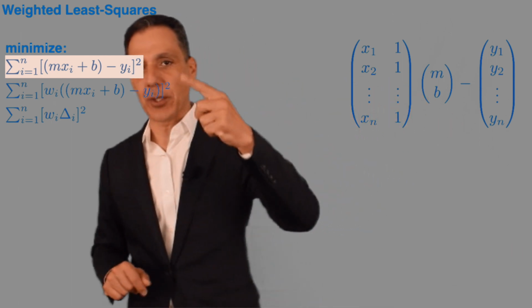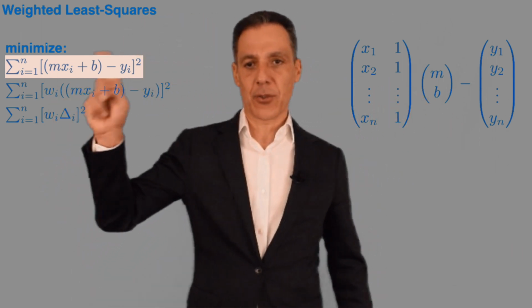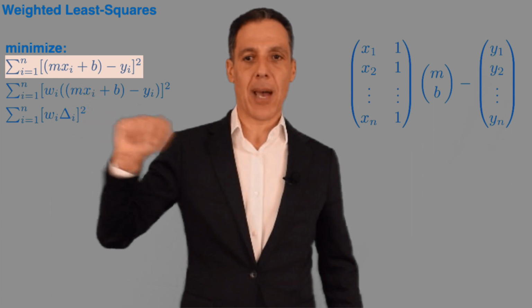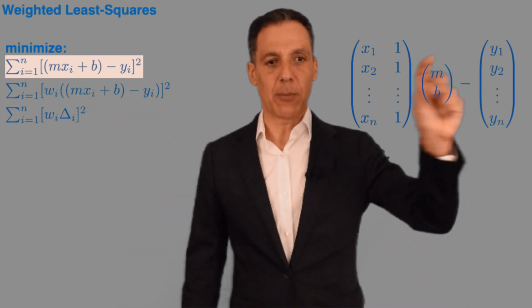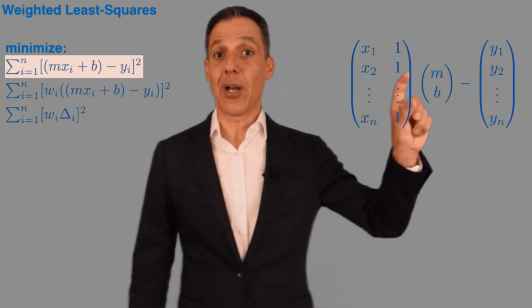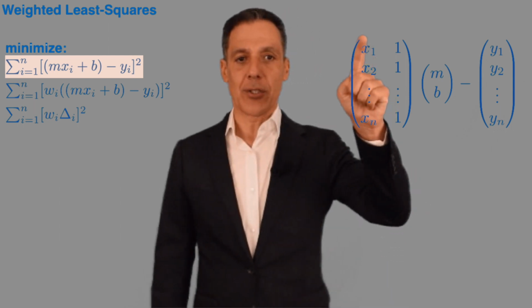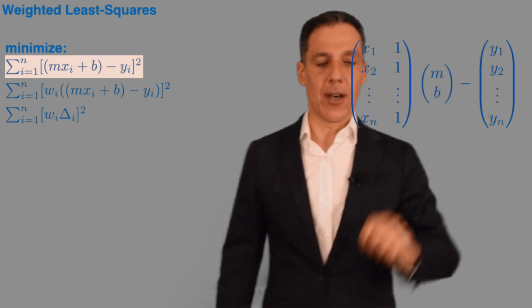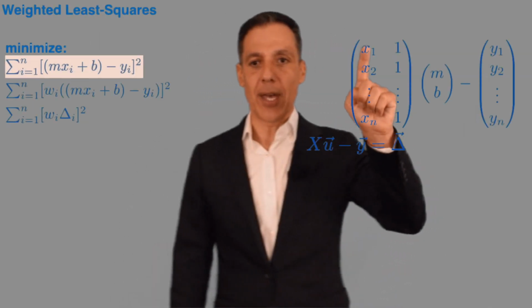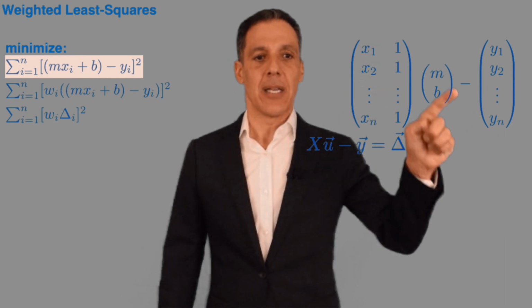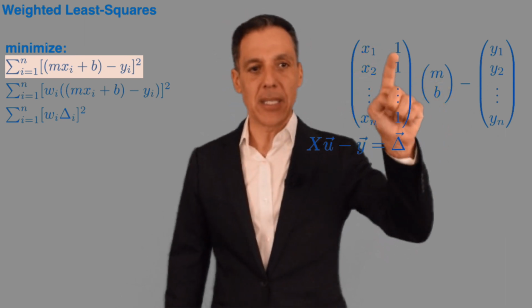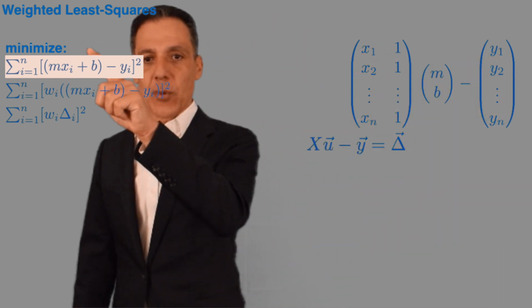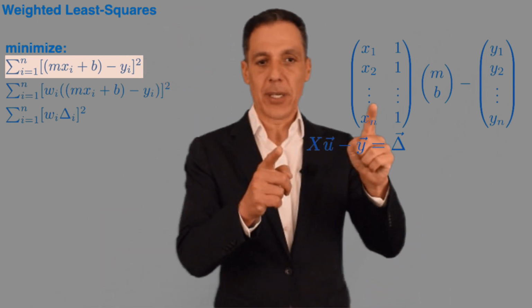All right, let's go back to least squares again. We've got the sum of the square of the vertical distances, where the model parameters are m and b. Now in our linear algebraic formulation, of course, I've got the column of x's, the column of 1's, and the column of y's here. And let me just remind you that this is mx plus b minus y, which is just what you see there.